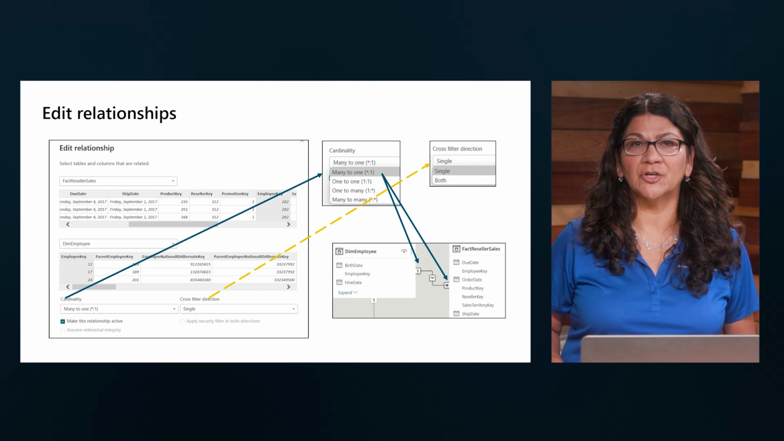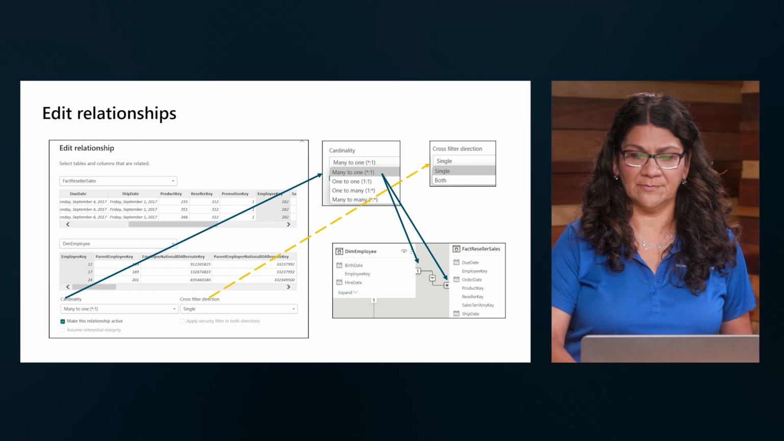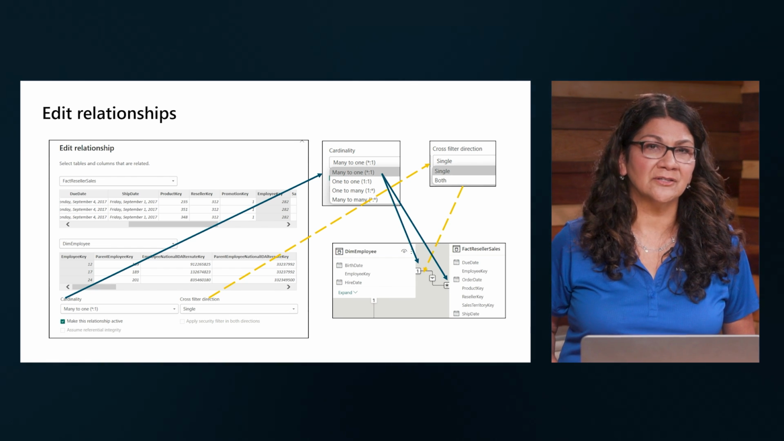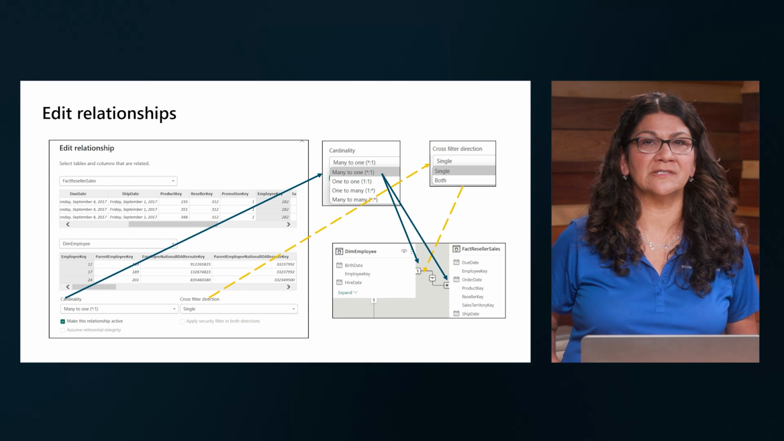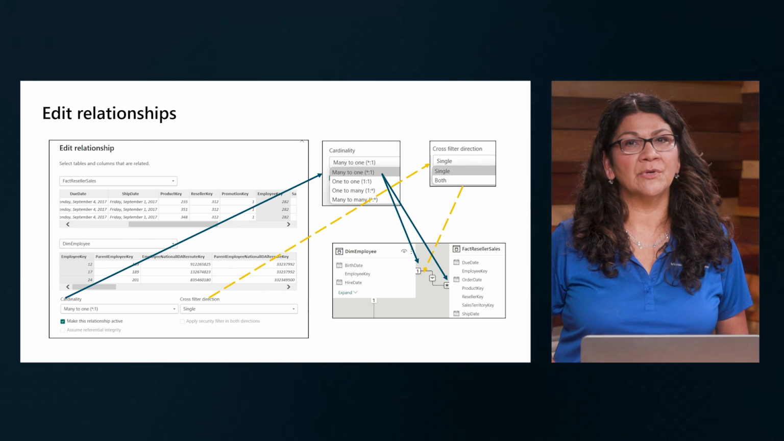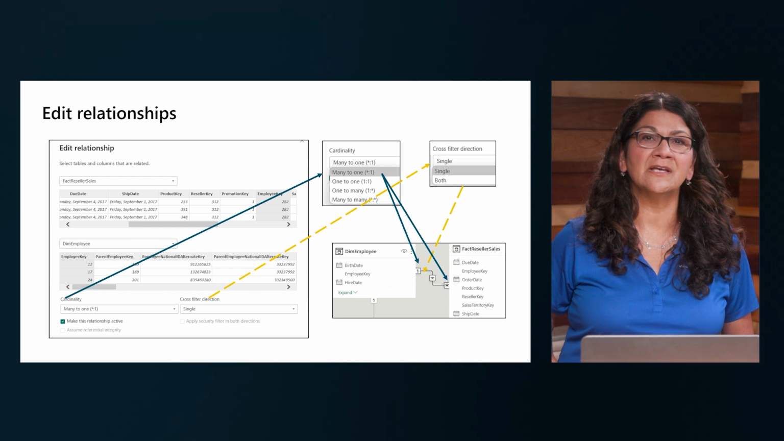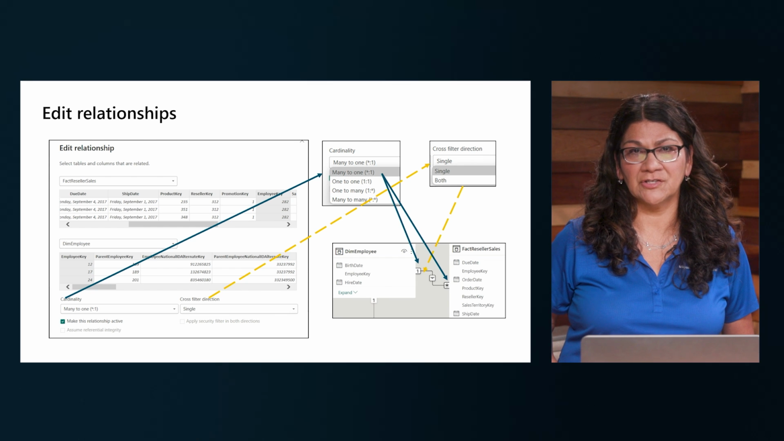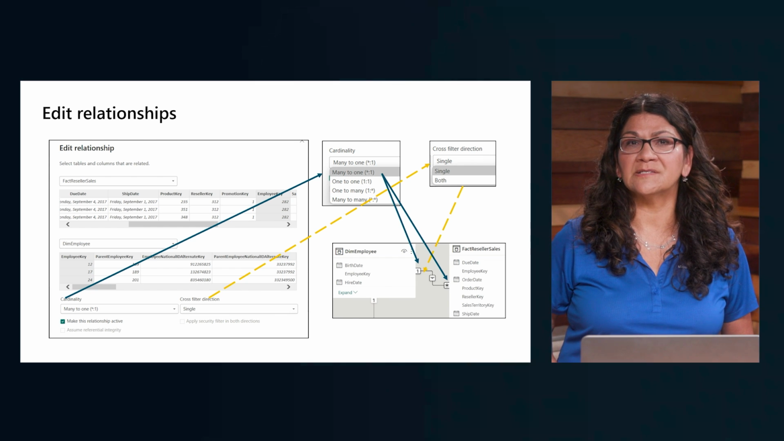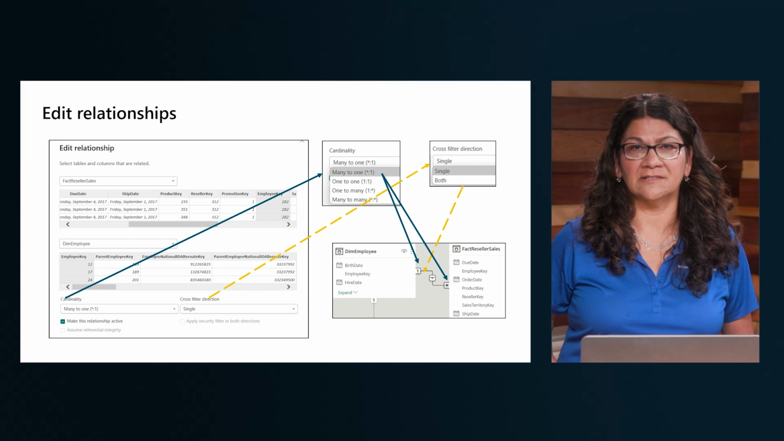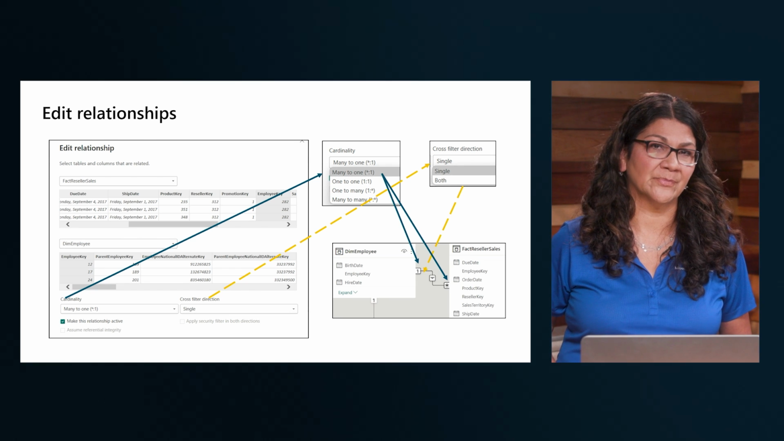Cross-filter direction determines the flow of data filtering between tables in a relationship. This setting is normally set to single for most common relationships. Not shown here, but if the cross-filter direction is set to both between these tables, filtering can occur in both directions. This means that selecting a specific employee in the employees table will filter the fact reseller sales table to show only the sales data related to that employee.